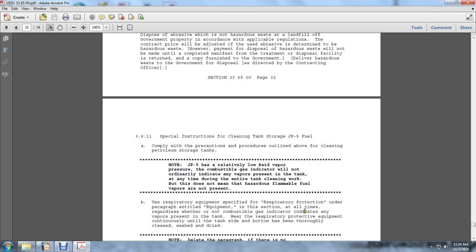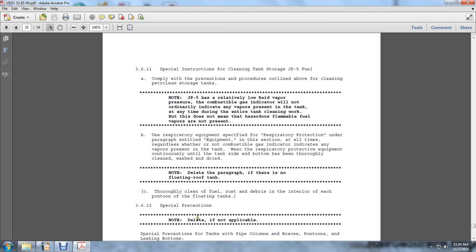The respiratory equipment specified in the respiratory protection paragraph shall be worn at all times, regardless of whether or not the combustible gas indicator indicates any vapors present in the tank. Wear respirators and protective equipment continuously inside the tank. Thoroughly clean, wash, and dry the bottom. Do not delete this paragraph if there is a floating roof tank. Thoroughly clean the roof of rust and debris, and the interior of the pontoons of the floating roof.